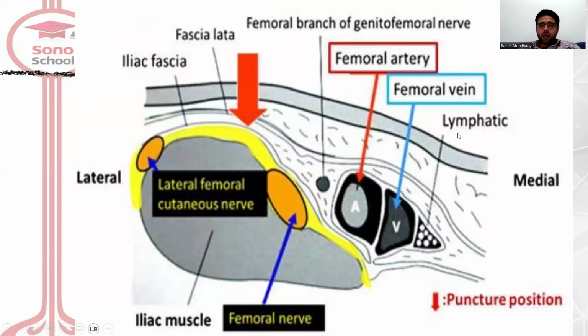Here's a cross-sectional view. If you imagine that I put the ultrasound transducer above the inguinal crease, we will see from medial to lateral: femoral vein, femoral artery, femoral nerve. The femoral nerve usually lies above the iliacus muscle and is covered by fascia iliaca and fascia lata.